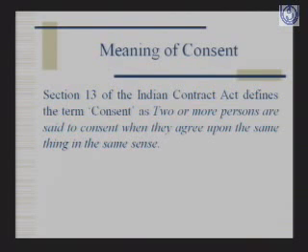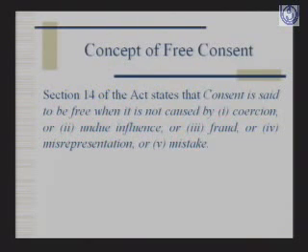What is free consent is not actually defined, but it is laid down in Section 14 when the consent is not regarded as free. Those elements which vitiate the contract, where there is a flaw in free consent, are dealt with in Section 14. First is coercion, then undue influence, then misrepresentation and fraud, then lastly mistake. We start with the first flaw in consent, that is coercion.